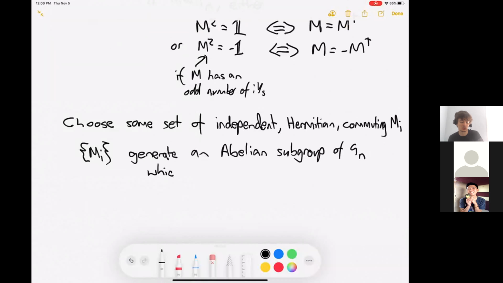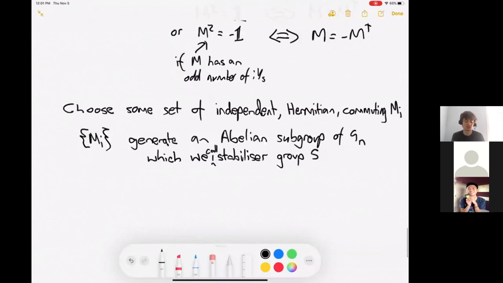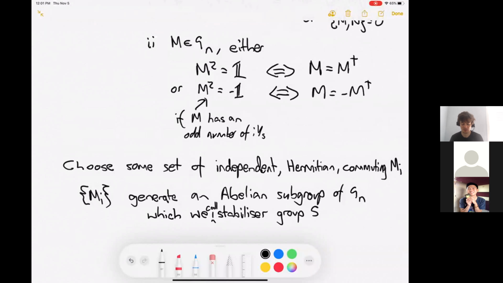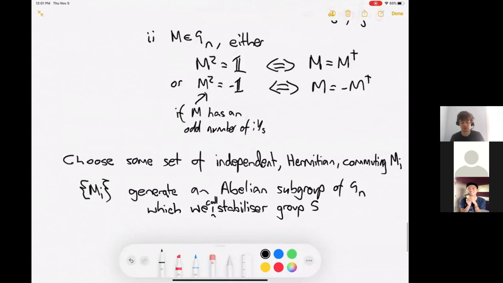Which we call the stabilizer group S. So it's abelian just because the Mi's all commute, and so products of them will also all commute. It's a subgroup because, by definition, we're including all products of Mi's in it. And yeah, they're all in G_n because G_n is a group, so any products are in the group.